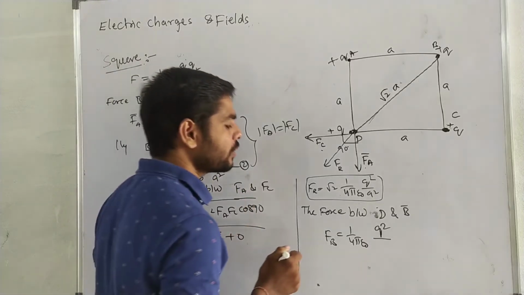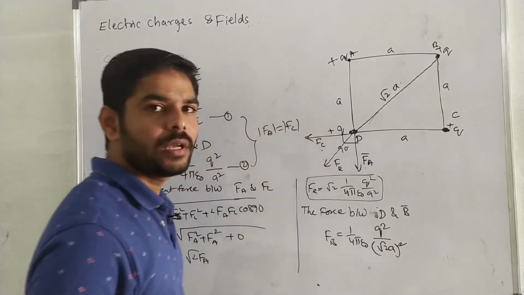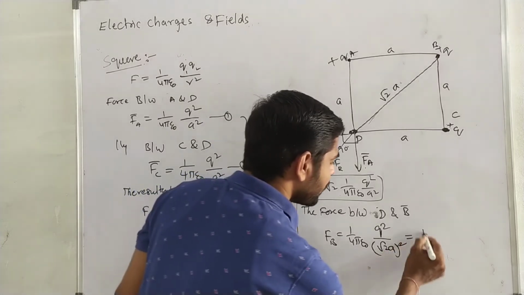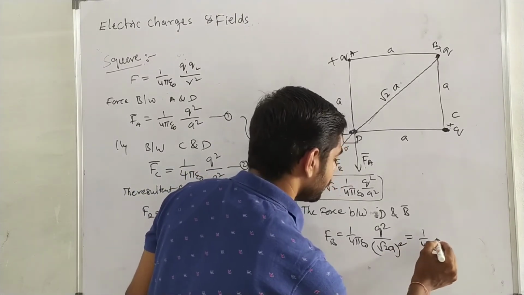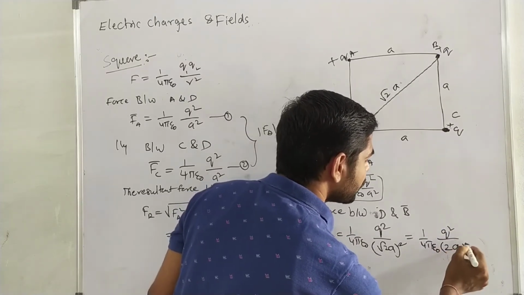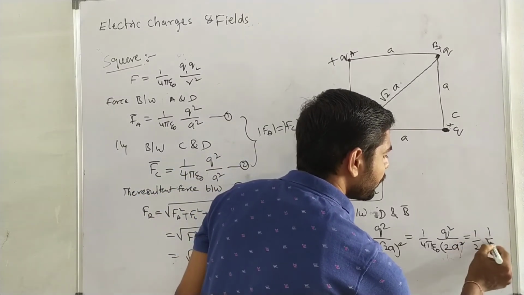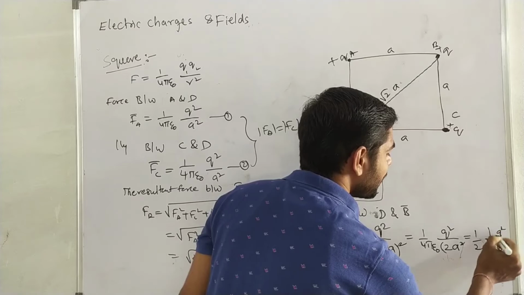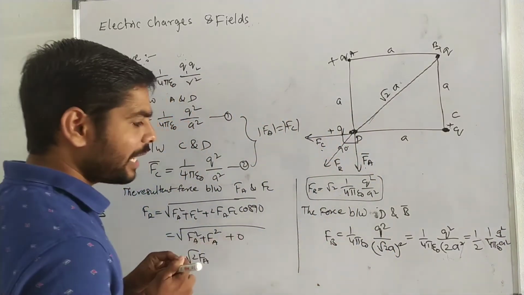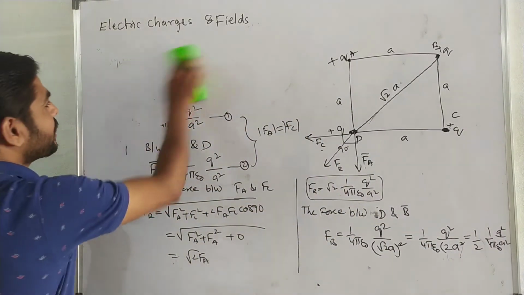You can calculate according to Pythagoras theorem, and we will get it root 2 into A whole square. Now solve this by equation, and we will get the answer 1 by 4 pi epsilon naught into Q square by 2 into A square, which means it becomes 1 by 4 pi epsilon naught Q square by A square. So this much of FB force we got, and note all these points, and I will tell you how much resultant force is acting on this.